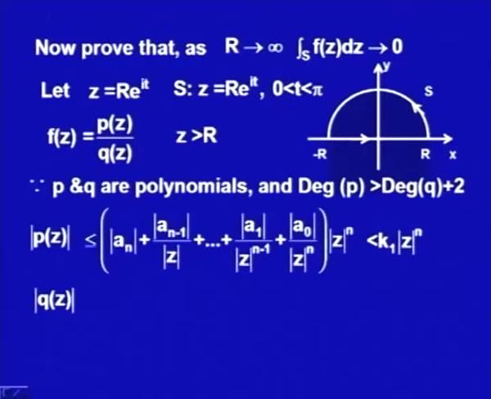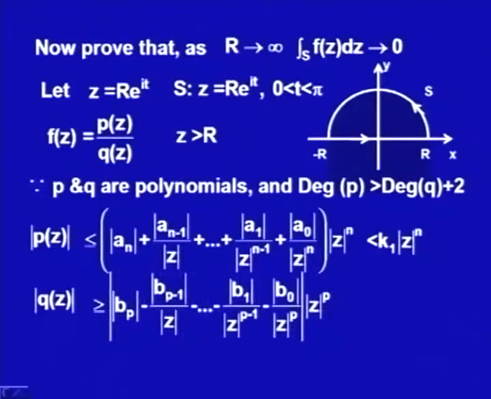What we would be writing is, rather than using the inequality that mod of x plus y is less than or equal to mod of x plus mod of y, we would use the inequality that mod of x plus y is greater than or equal to mod of x minus mod of y. So, we would write it as mod Q(z) would be greater than or equal to mod of B_p minus mod of B_(p-1) upon mod z minus mod of B_1 upon mod z to the power p minus 1 minus B_0 upon mod z to the power p, into z to the power p.